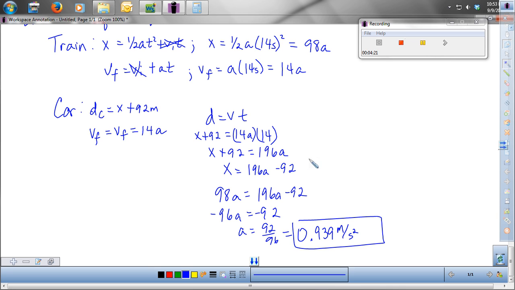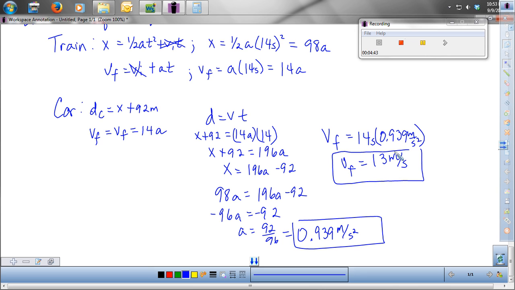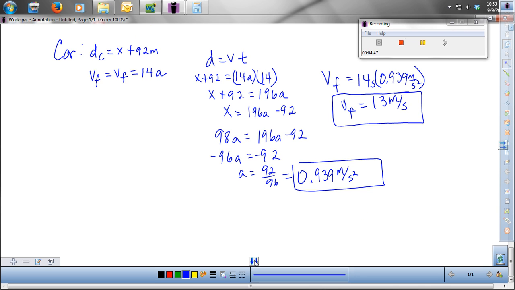And now I need to go back up here and find the final speed of the car. Well, the final speed of the car is 14A. 14 times 0.939 meters per second squared, and this is actually 14 seconds. So the final speed of the car is 13 meters per second. Alright, that was number 18. Let's go on to 19.